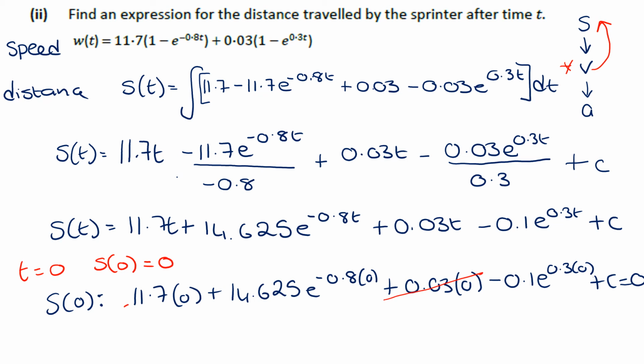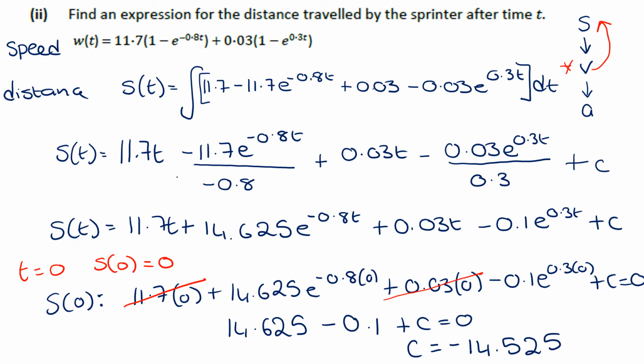Now this goes to 0, that goes to 0 as well. When we have a number multiplied by 0, it goes to 0, but then I'll have e to the power of 0, which will actually be 1. So what we end up with is 14.625 minus 0.1 plus c equals 0. And I end up then with c is equal to minus 14.525.